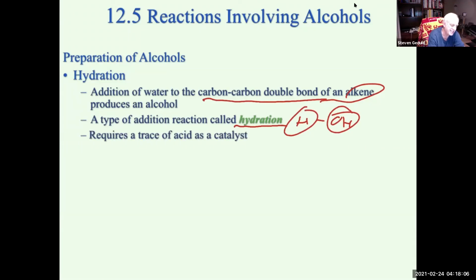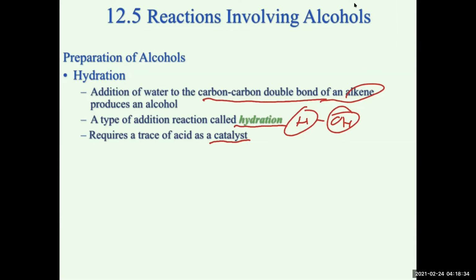Requires a trace acid as a catalyst. What two things does a catalyst have to possess to become a catalyst? Does two things. Nobody remembers. What was the question? What does a catalyst do? Does two things that makes it a catalyst.